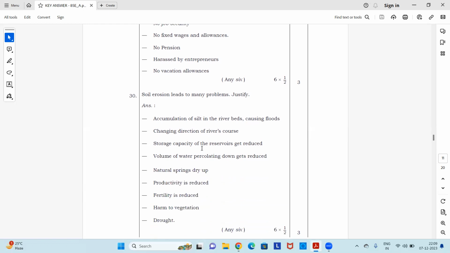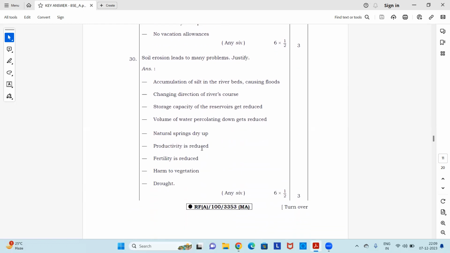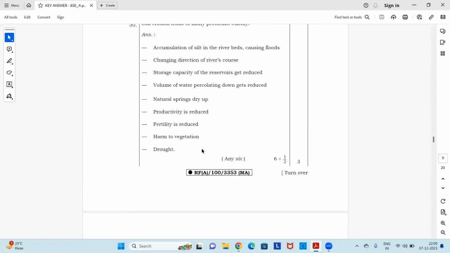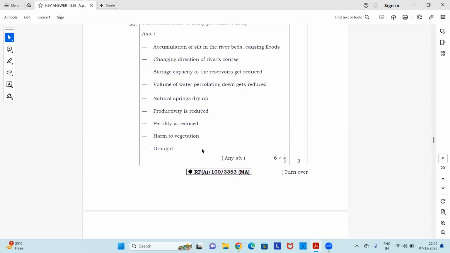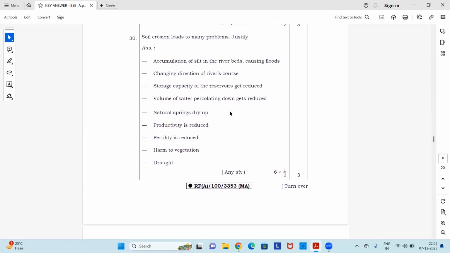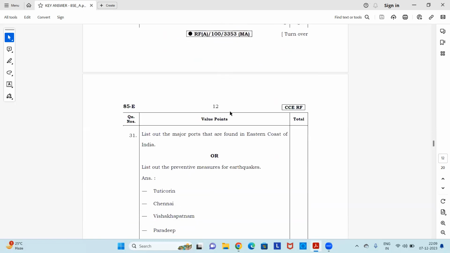Next question is, soil erosion leads to many problems. Justify. Answer: Accumulation of silt in the riverbeds causing floods. Changing direction of rivers' course. Storage capacity of the reservoirs gets reduced. Volume of water percolating down gets reduced. Natural springs dry up. Productivity is reduced. Fertility is reduced. It harms vegetation. Drought. So these are the problems which are led by soil erosion. You can write this way, and again any 6 points.